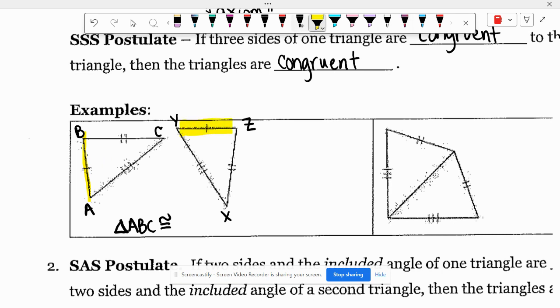What's the name of that side? Yeah, YZ. And then if I go to the next side, BC, that has 2 markings on it, I have to go to the one that has 2 markings. And that's ZX. So that tells me the order to go. Triangle ABC is congruent to triangle YZX.